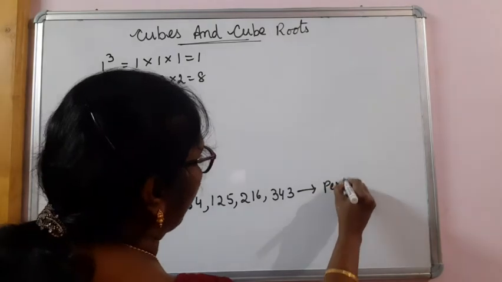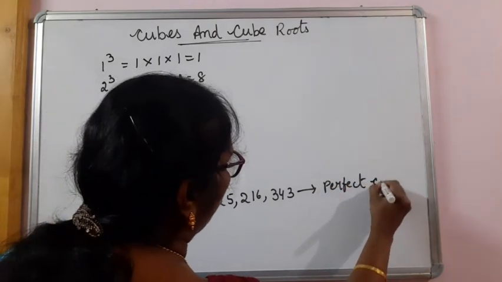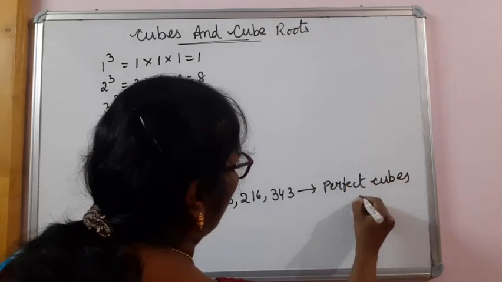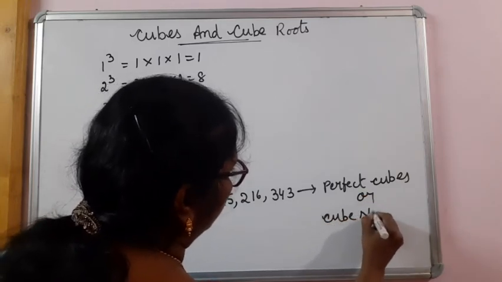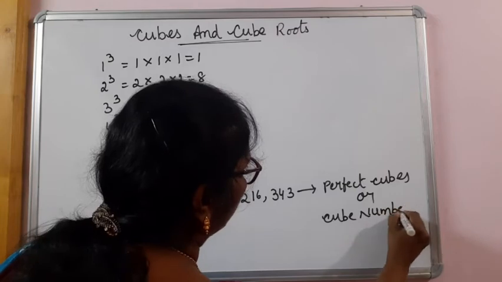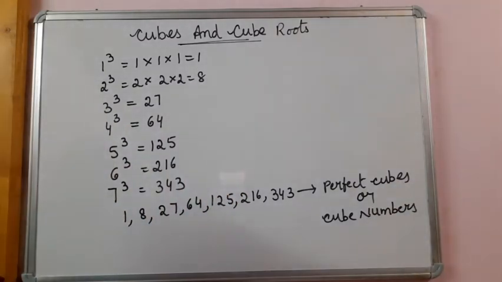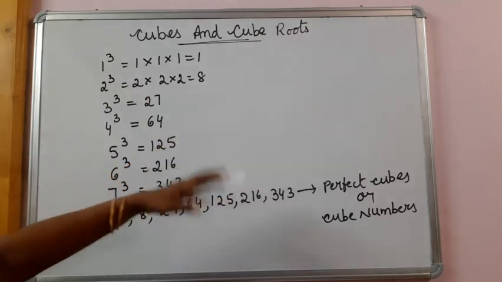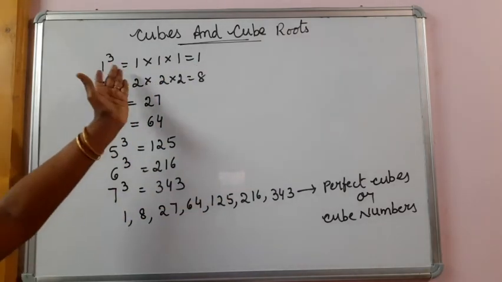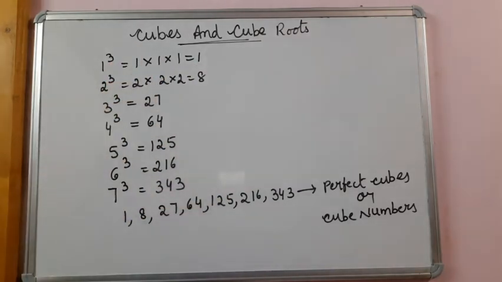So all these numbers 1, 8, 27, 64, 125, 216, 343 are said to be perfect cubes or simply cube numbers. For perfect squares, we multiply a number 2 times. Perfect cubes are the numbers obtained on multiplying a number 3 times.